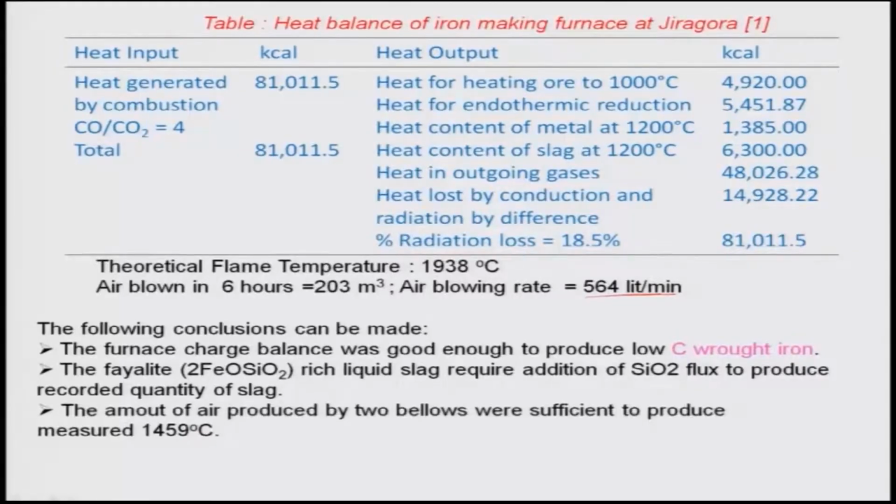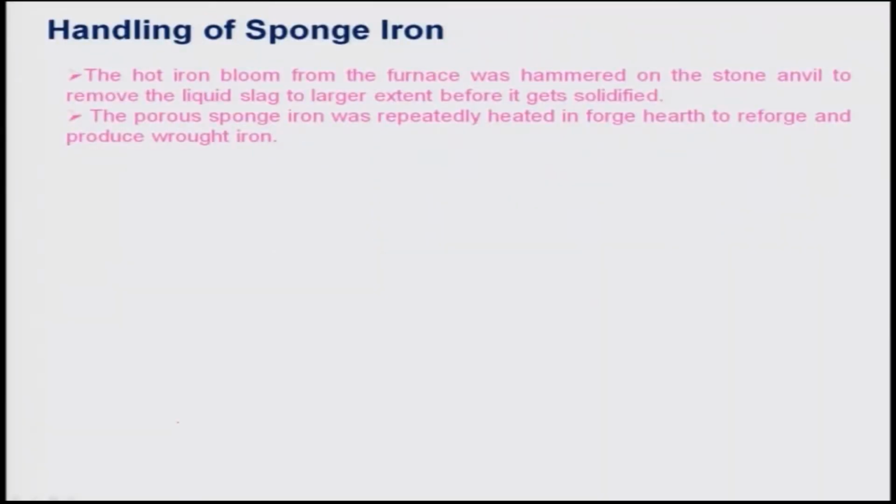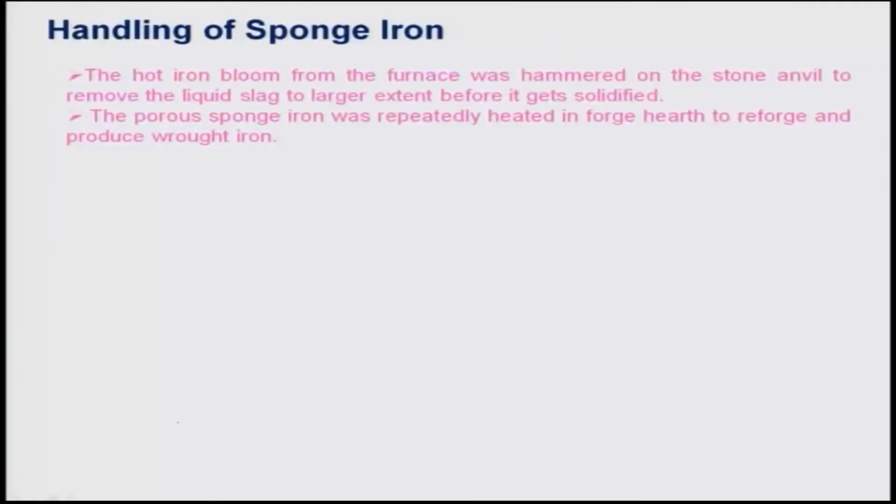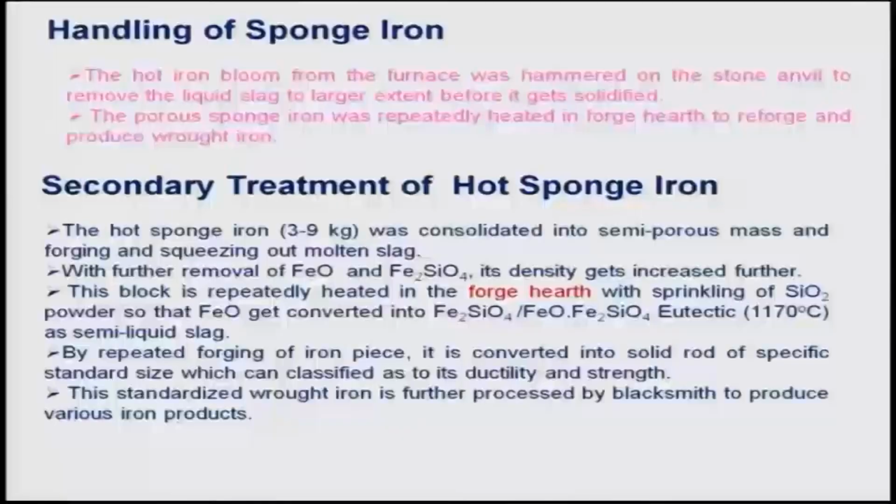So, one can see that the method used in ancient times can be replicated even today, and we will look at how they handled the sponge iron. The hot iron bloom from the furnace was hammered on a stone anvil to remove the liquid slag to a larger extent before it solidified. That means once it is removed, it has to be hammered quickly so that the slag can be removed. The porous sponge iron was repeatedly heated in the forge hearth to reforge and produce wrought iron. That means the sponge iron is converted into wrought iron by heating it and applying force.